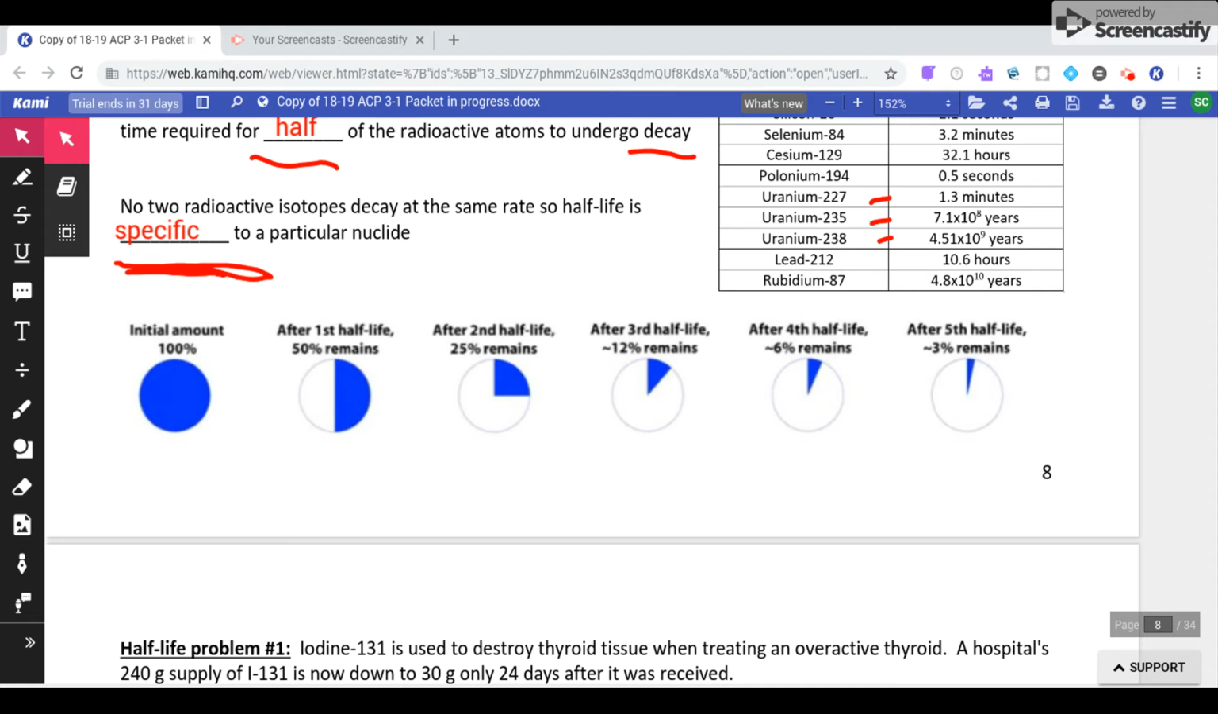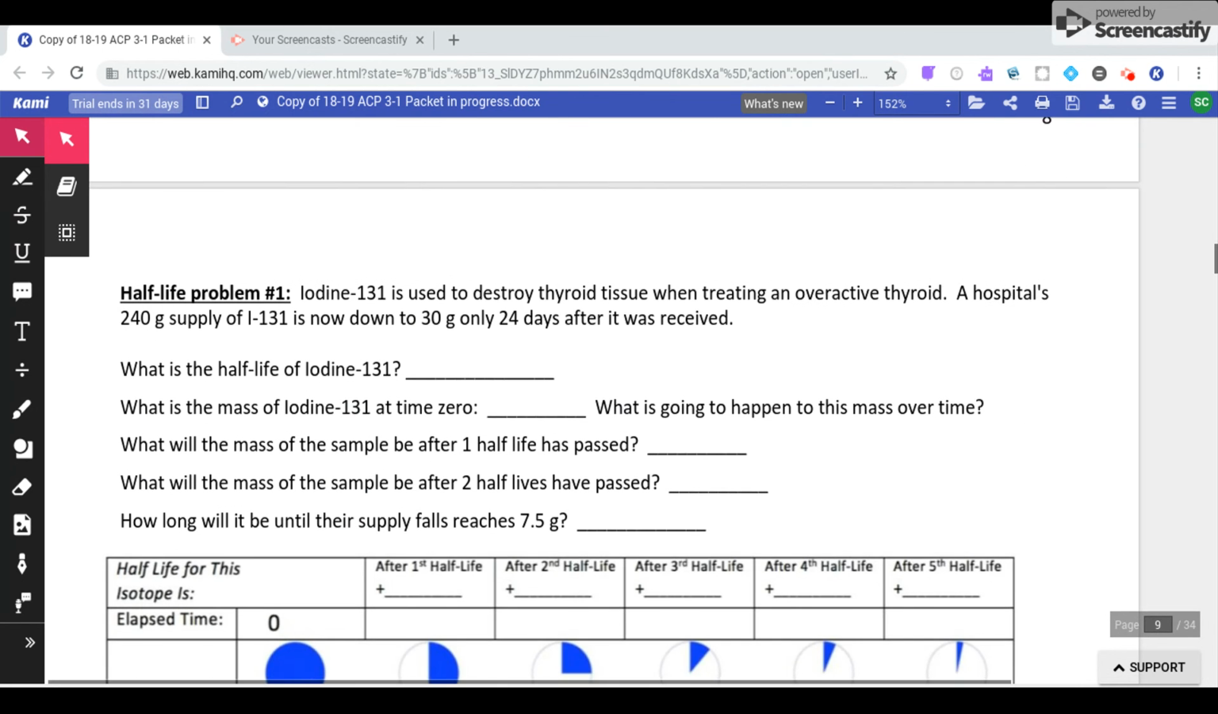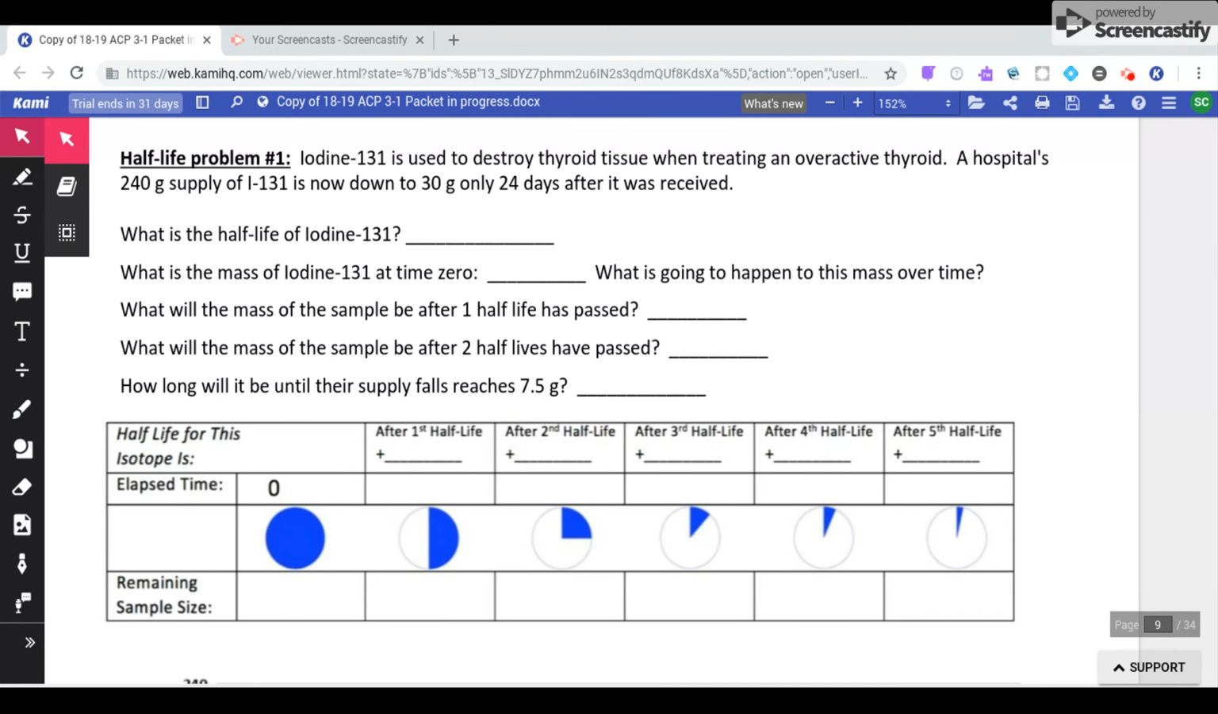But we do know, if we look at the stats, that by the end of that first half-life, by the end of this first time period, which is 0.8 seconds if it's helium, 5,730 years if it's carbon-14, and so forth, you have about half of that sample remaining. And then after the second half-life passes, you have about a quarter, and it keeps going on and on and on. So we're going to take a look at the first half-life problem now that deals with iodine-131.